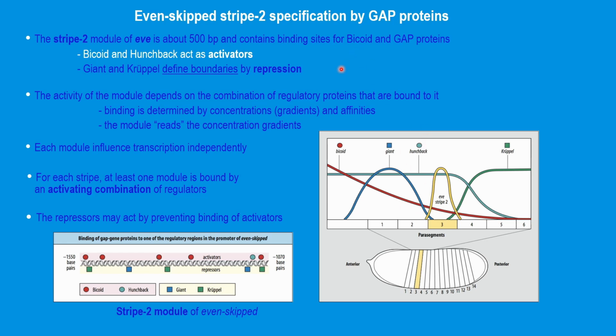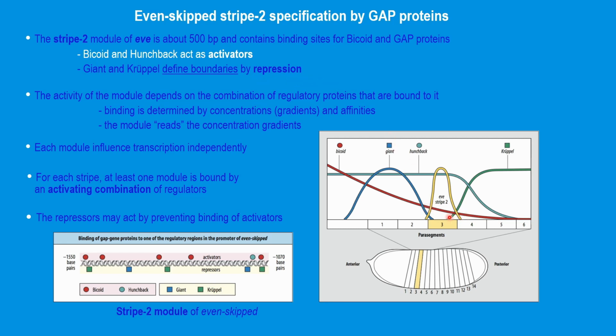And then when they map the areas that are required, they can find out what transcription factors are binding there, if it's already known on the basis of sequence, but otherwise they can perform DNA-protein interactions and figure out the transcription factors that are required. In the case of stripe 2, it's known that bicoid and hunchback act as activators, whereas the other gap genes, giant and krüppel, act as repressors and then define the boundaries.